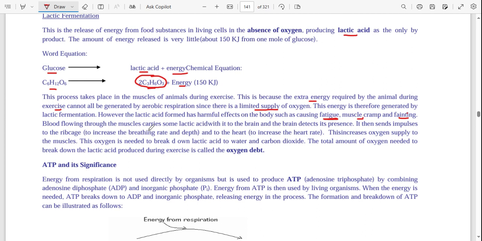So blood which is flowing through the muscles will be able to carry that lactic acid that has been produced, and the lactic acid is going to be taken to the brain. When the brain sees that there is lactic acid, it will then tell the rib cage, okay, to increase the breathing rate. That is why we start now breathing very deep. So we start breathing like that because the brain has communicated. And the information from the brain will also go to the heart so that the heart can start beating very fast. That's why you are going to have the heart beating very fast, boom, boom, boom, boom, boom, like that.